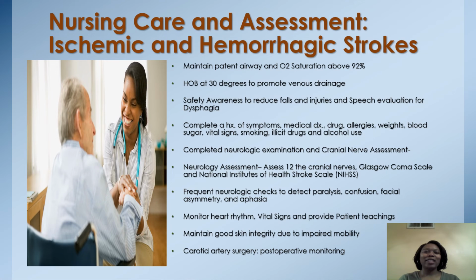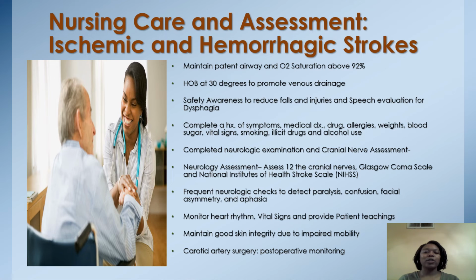Nursing care and assessment for an ischemic and a hemorrhagic stroke. Our first priority is always maintain a patent airway. The patient's oxygen saturation must be 92% or above. The head of the bed should be elevated between a 25 and 30-degree angle to promote venous drainage.